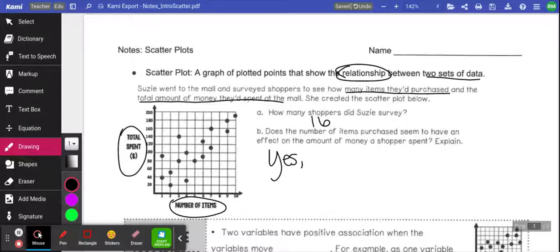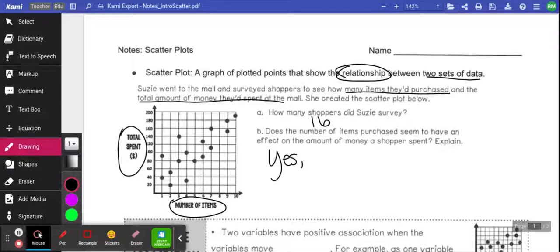So what would that relationship be between the two? Anybody? Aaliyah, what's your thoughts? Just looking at the bottom of the chart, the numbers and stuff, that's the number of items. Notice how the total cost is just going up.